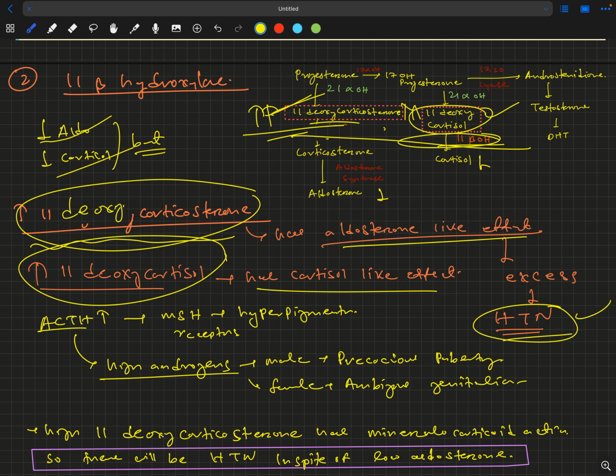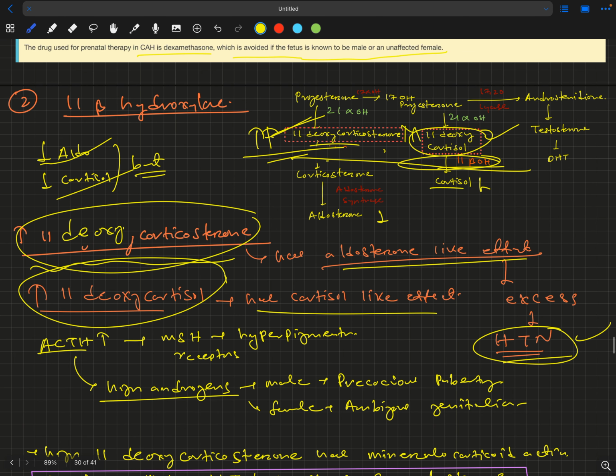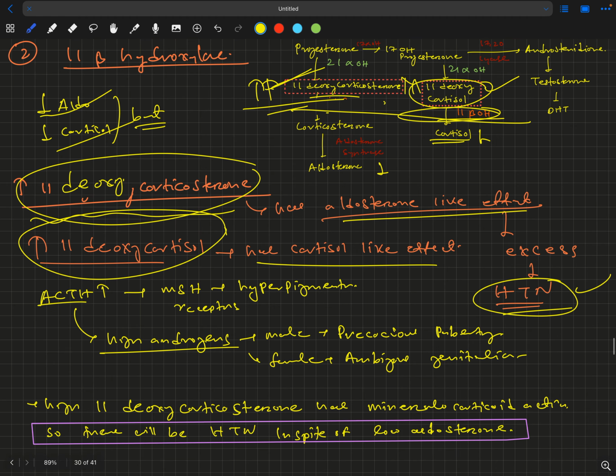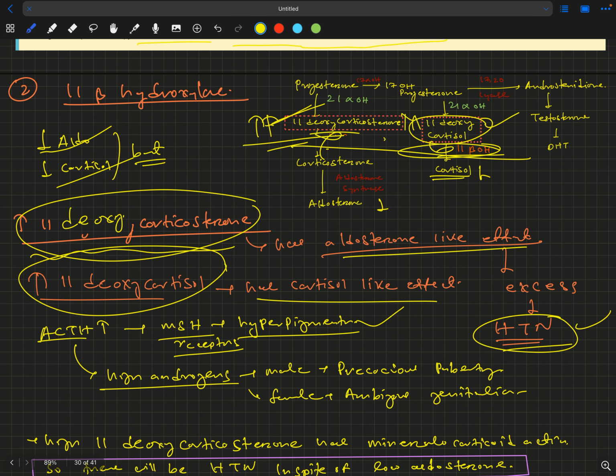So it will present with hypertension, and in this case also the cortisol is decreased. If cortisol is decreased, then stimulation of ACTH will occur. So ACTH will act on the MSH receptor, that will lead to hyperpigmentation, and it will lead to synthesis of more androgen, because now this enzyme is deficient, the pathway is diverted, so there will be more secretion of androgens.